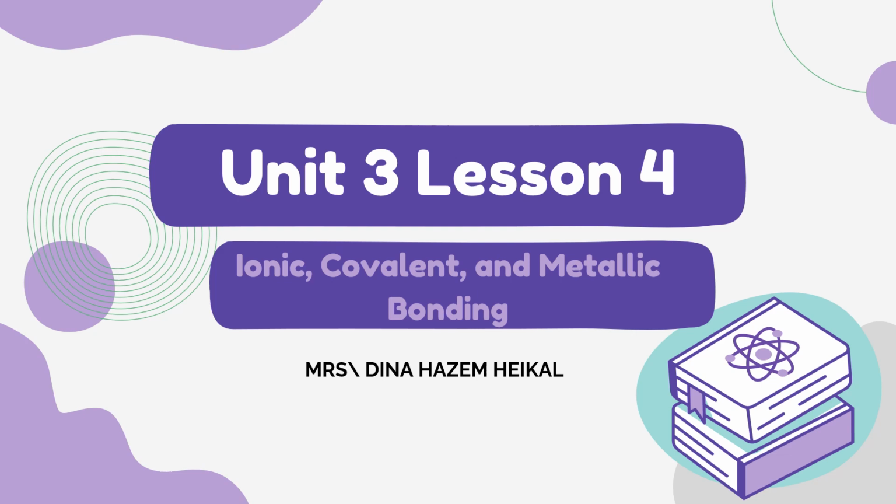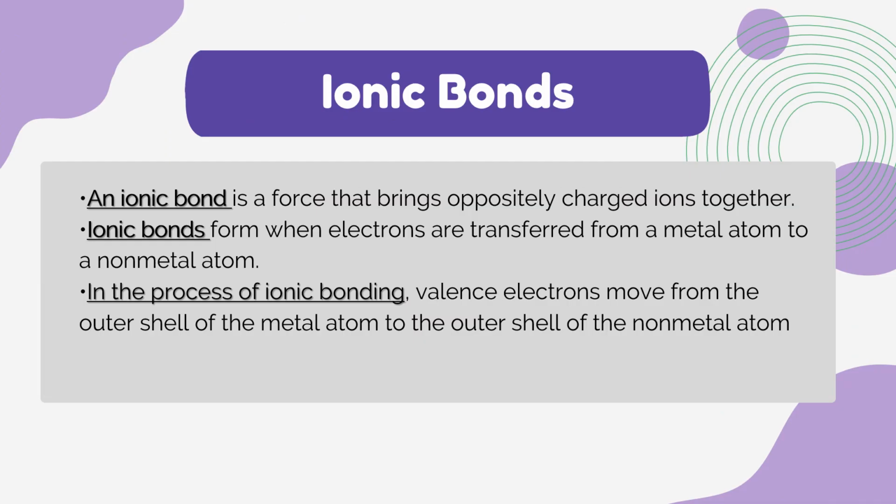Let's talk about our lesson 4, talking about the types of bond: ionic bond, covalent bond, metallic bond. Let's start with the ionic bond. We talked about it in lesson 3, so let's make a revision.